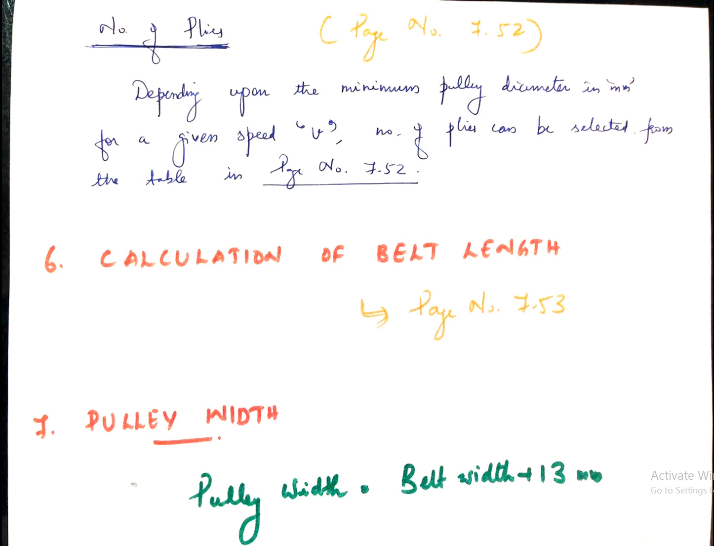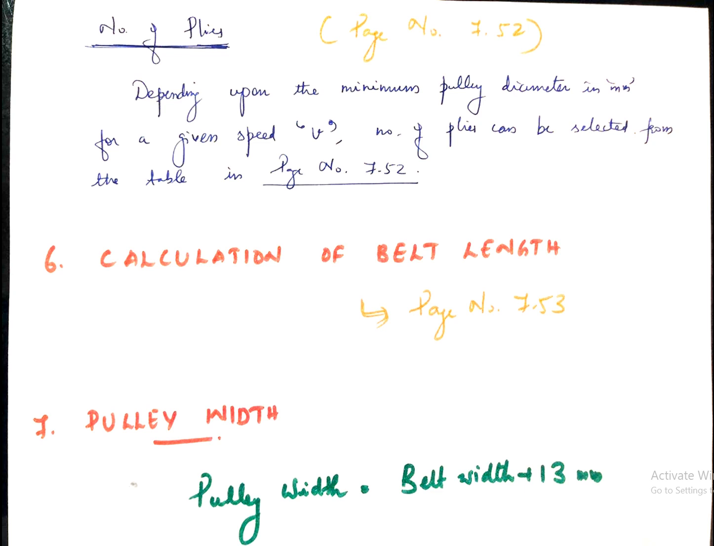Once the belt length is found out, you may find the pulley width using the standard relationship, that is pulley width is nothing but belt width plus 13. Once you find this one, you have to standardize the value using the table given in page number 7.55. So this is it. This is the complete procedure, the standard procedure. Now let me summarize this complete procedure. It may look lengthy, but it is not. It is a very simple procedure.